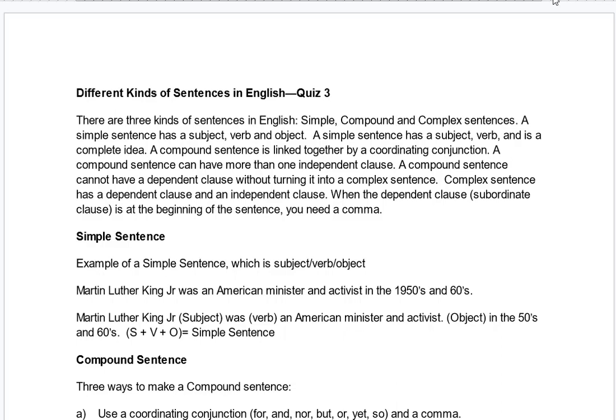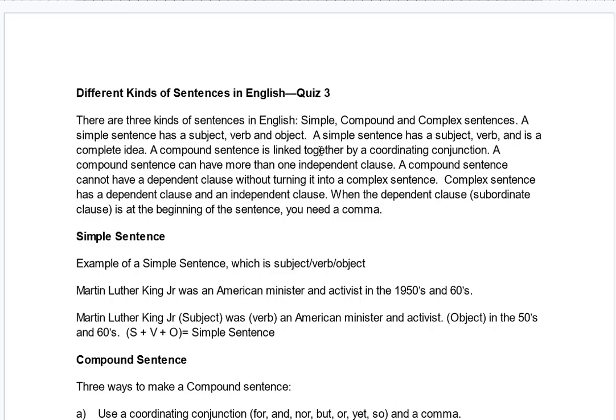So for quiz 3, we're going to talk about different kinds of sentences in English. There are 3 kinds of sentences in English: simple, compound, and complex. A simple sentence has a subject, verb, and object. A simple sentence has a subject, verb, and is a complete idea.